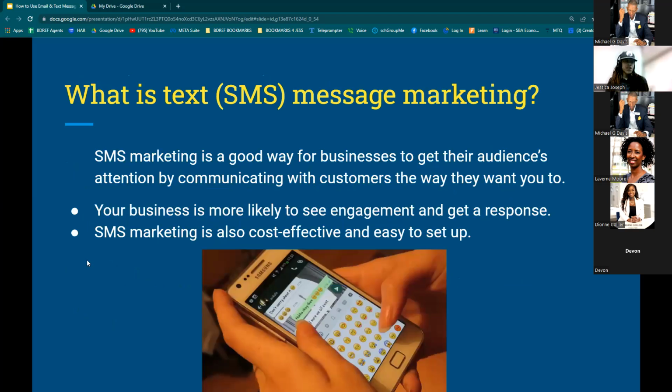Just covering the first two things that we're going to be talking about: we talked about email as well as text messaging. We'll double back through the process of it. What is text message, SMS marketing? SMS marketing is a good way for businesses to get their audience's attention by communicating with customers the way they want you to. As we know, text messaging is very convenient. Your business is more likely to see engagement and get a response through text message marketing. SMS marketing is also cost effective and easy to set up. How many of you get text messages from different companies that you may have signed up with, or maybe have even received a text message from us? Just raise your hand or put it in the comments.